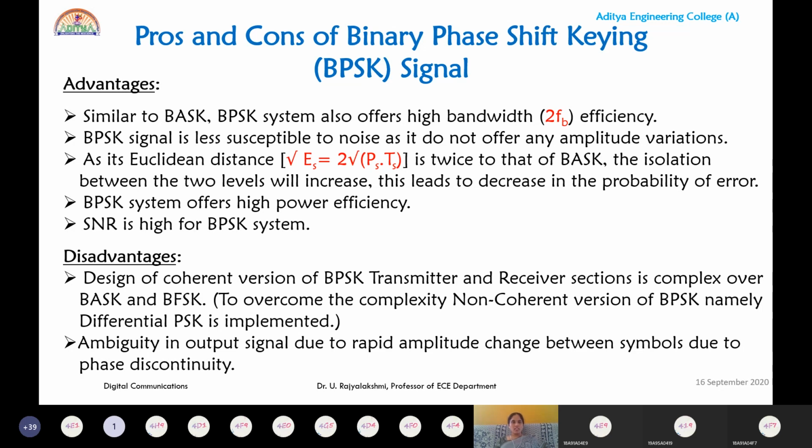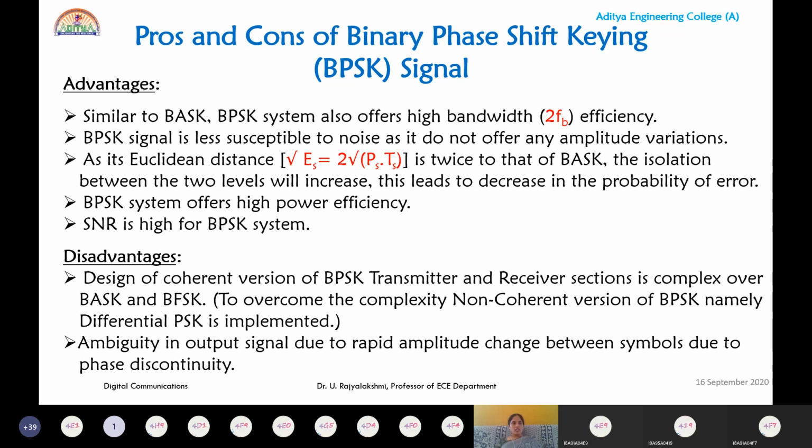And what are the drawbacks? Let us observe the drawbacks. In the case of BPSK signal, the only drawback is that the design of coherent detection is complex compared to BASK and BFSK. But other than that complexity in the receiver section, we have a lot of advantages over BASK and BFSK. Over BASK you can evaluate it now, but BFSK we can compare after discussion.